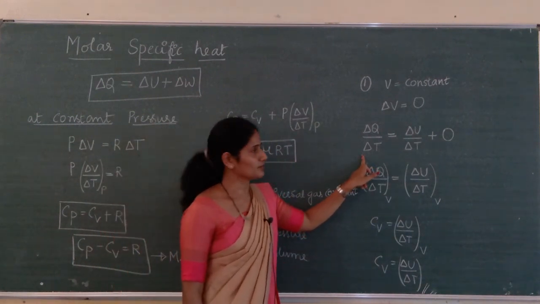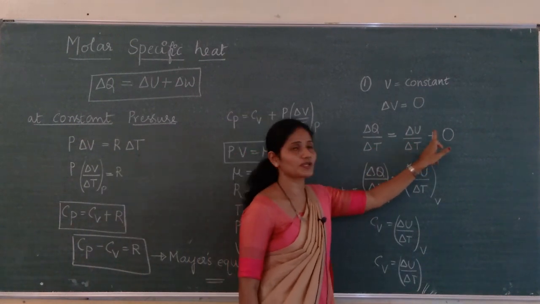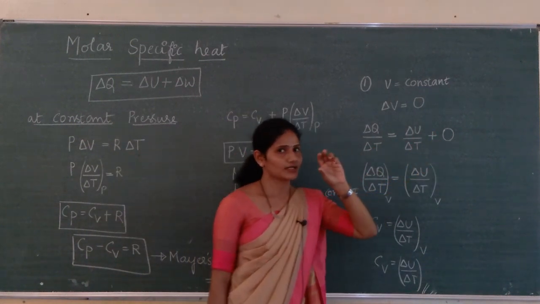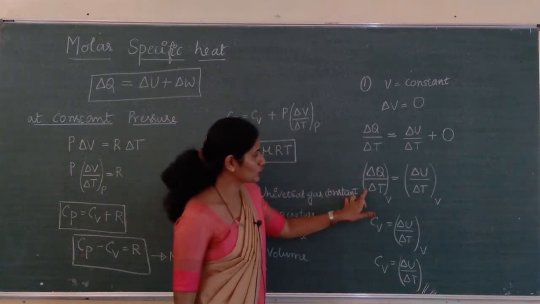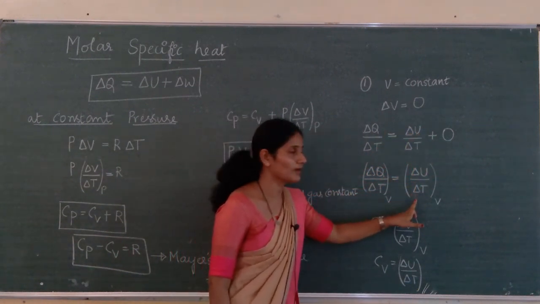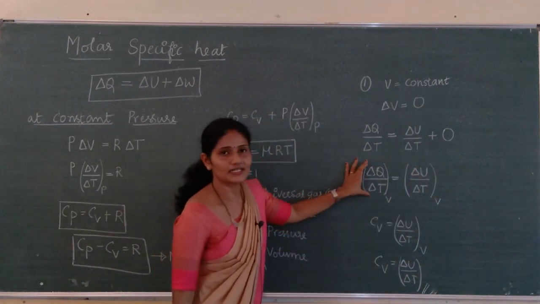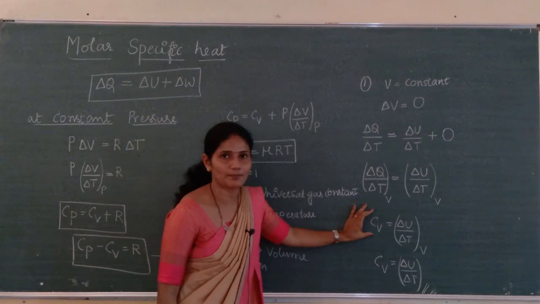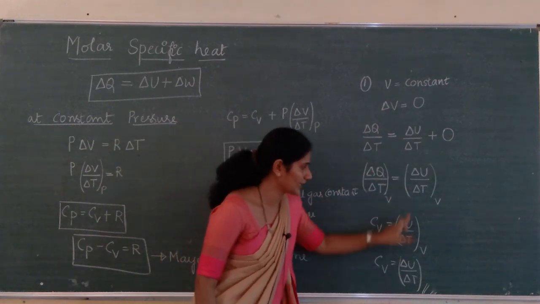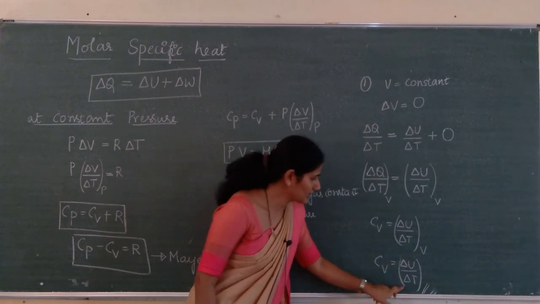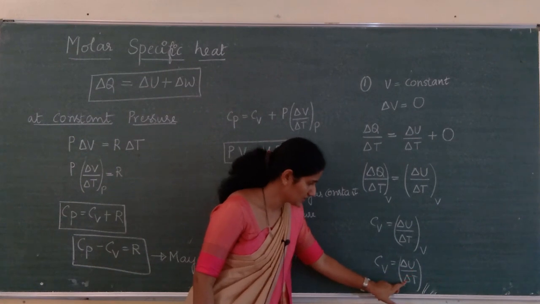First law of thermodynamics: delta Q by delta T is equal to delta U by delta T plus P into delta V by delta T. Delta V is 0, so that whole term becomes 0. So, delta Q by delta T is equal to delta U by delta T plus 0. This delta Q by delta T is nothing but molar specific heat capacity at constant volume. So, Cv is equal to delta U by delta T, the change in internal energy.